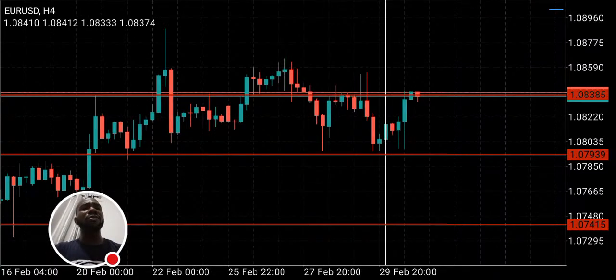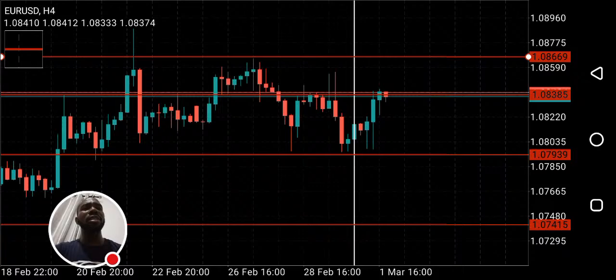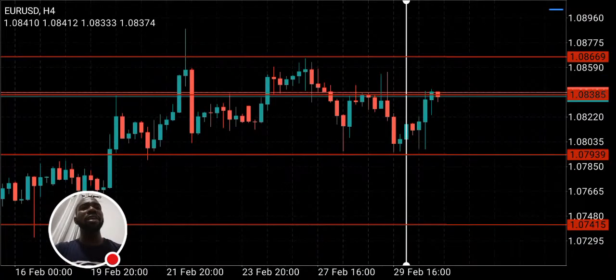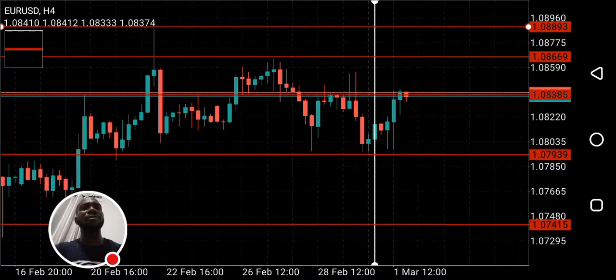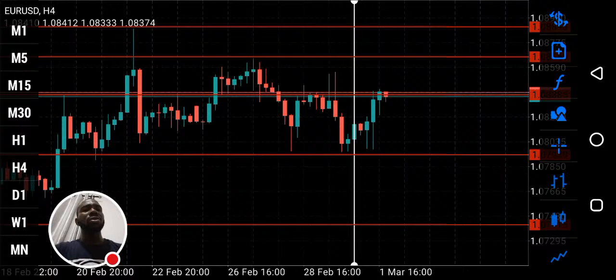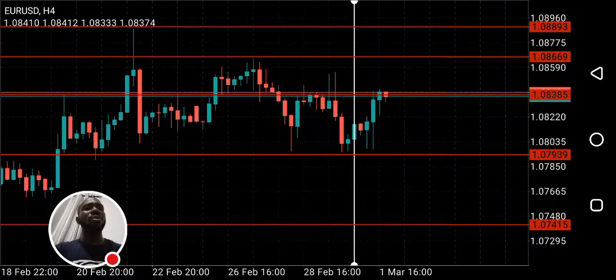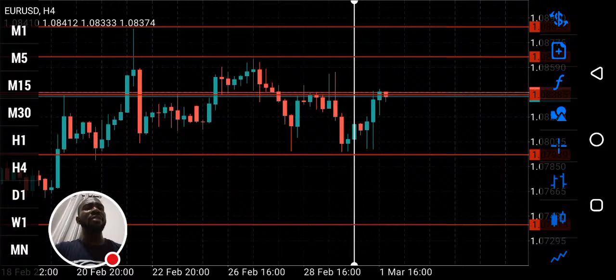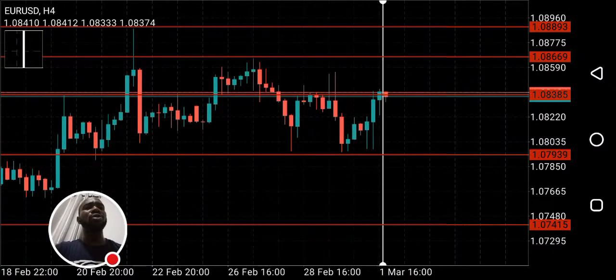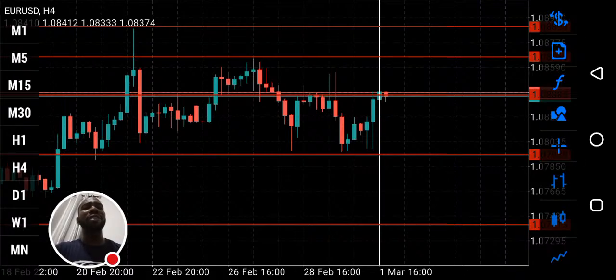Okay, so let's identify areas of liquidity. This previous high could be the next target, and also this previous high could be the next target for Euro USD. Those are the areas I'm going to set my TP. And if I'm buying, now we should expect price to pull back and fill a fair value gap. I believe after this pattern on 4 hour, if we go down to 1 hour or 15 minutes time frame, I'm sure we'll be able to identify fair value gaps.